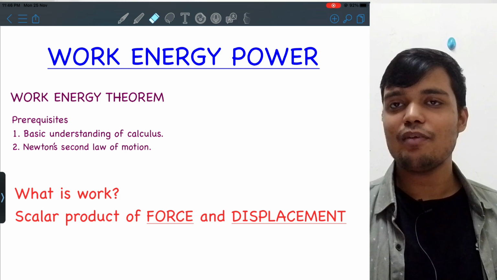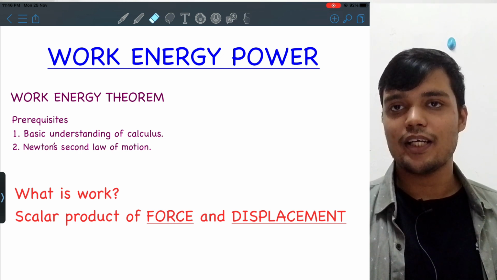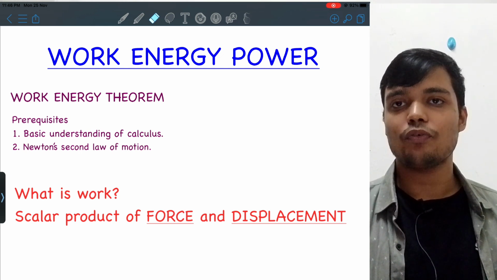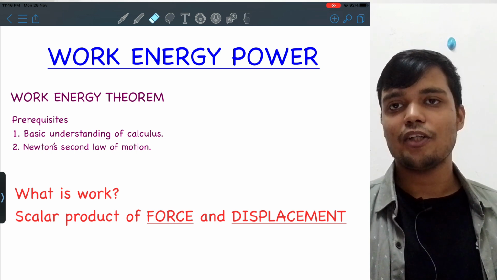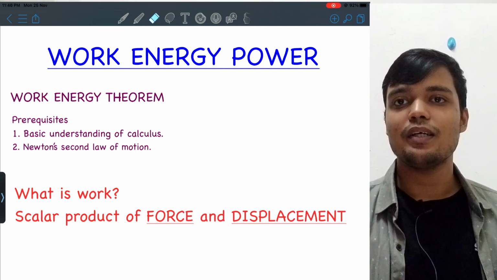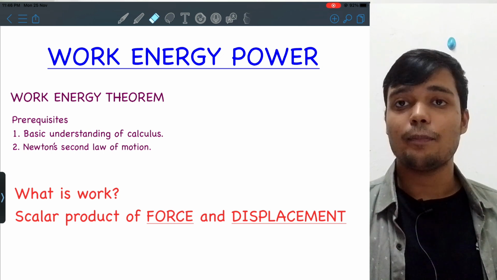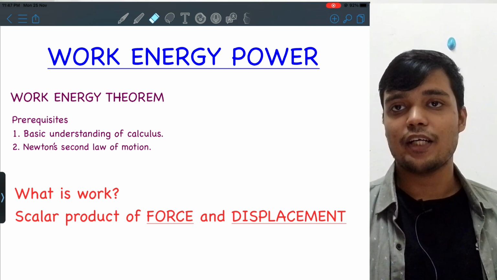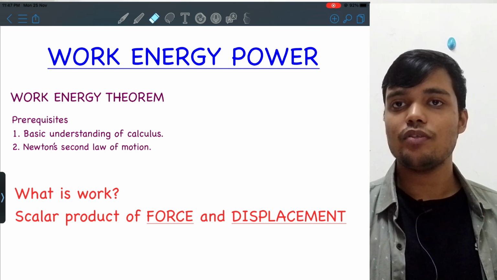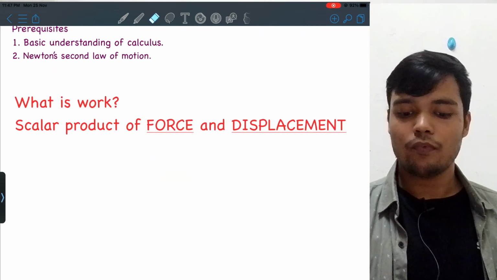I am a final year student currently pursuing my BTech in Computer Science and Engineering at NIT Silchar. Today I will be starting a new chapter, Work Energy and Power, which is a part of class 11th physics curriculum as per the NCERT. The topic of discussion today will be the Work Energy Theorem. The prerequisites to understand this topic are a basic understanding of calculus and Newton's second law of motion.